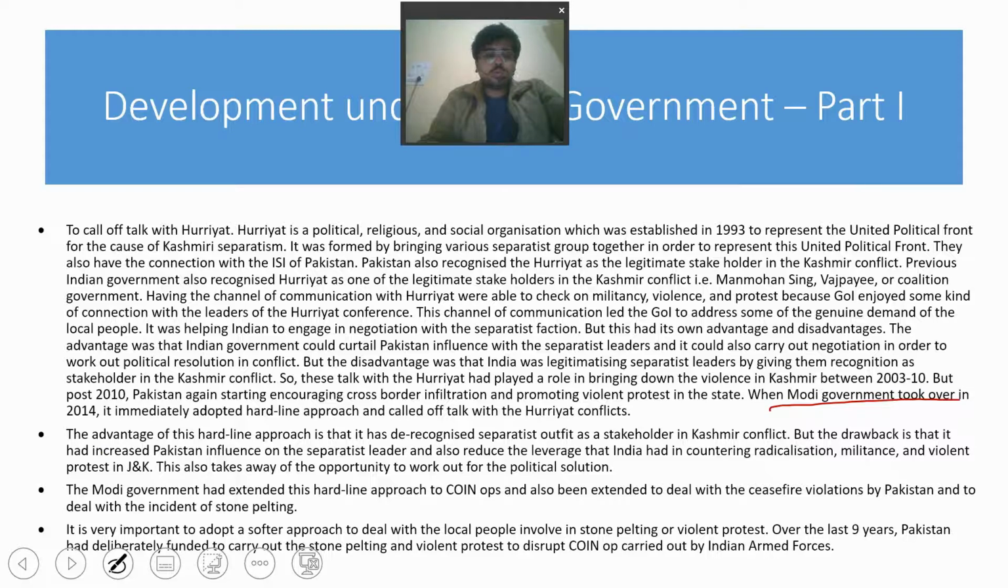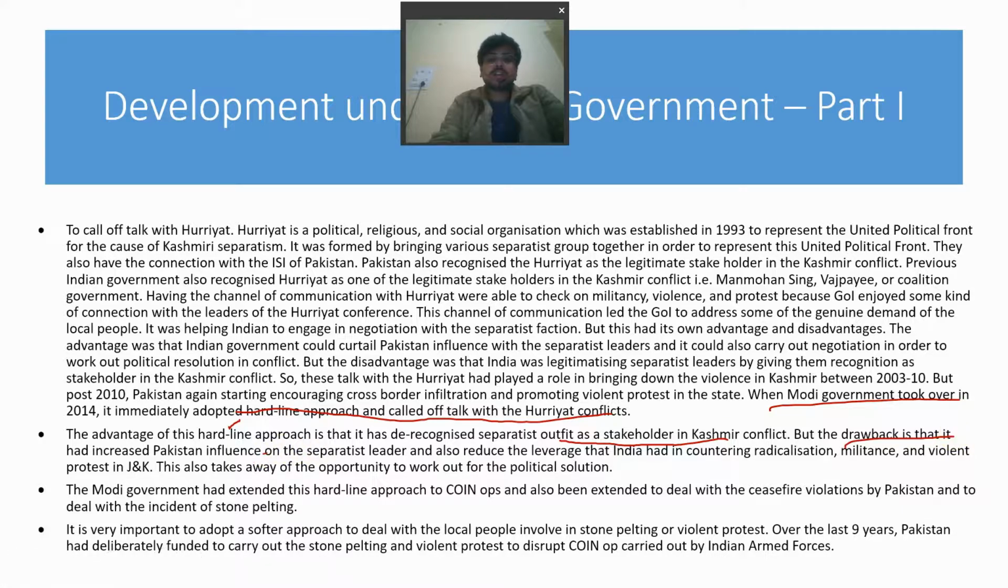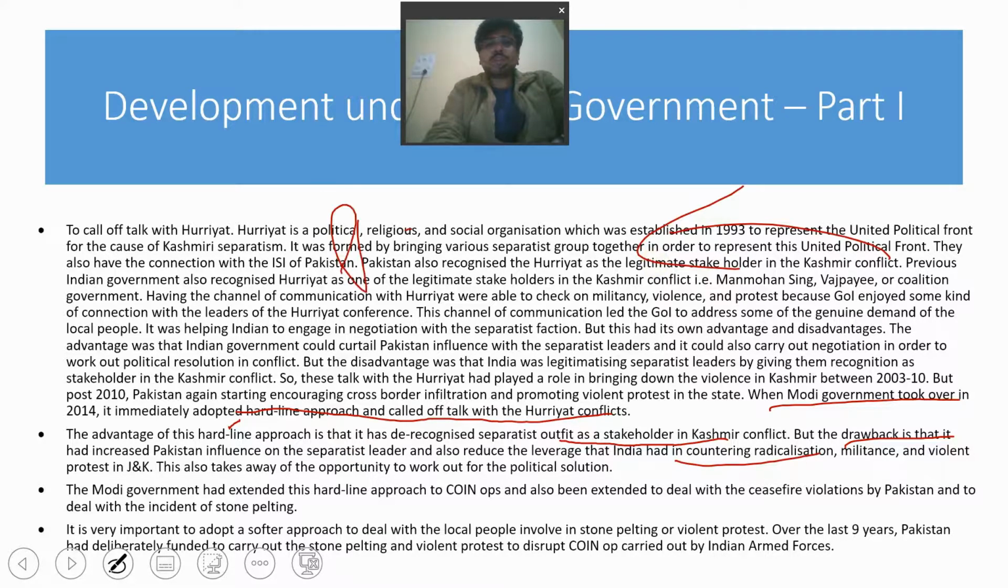When the Modi government took over, it immediately adopted a hardline approach and called off talks with the Hurriyat. The advantage of this hardline approach is that it de-recognized the separatist outfit as a stakeholder in the Kashmir issue. It is a part of the Indian Union, and we will take care of it. That was the stand of the Modi government. But the drawback is that it increased Pakistan's influence on the separatist leaders, reduced India's leverage, and hampered countering radicalization. Most of the Hurriyat leaders went in favor of Pakistan.